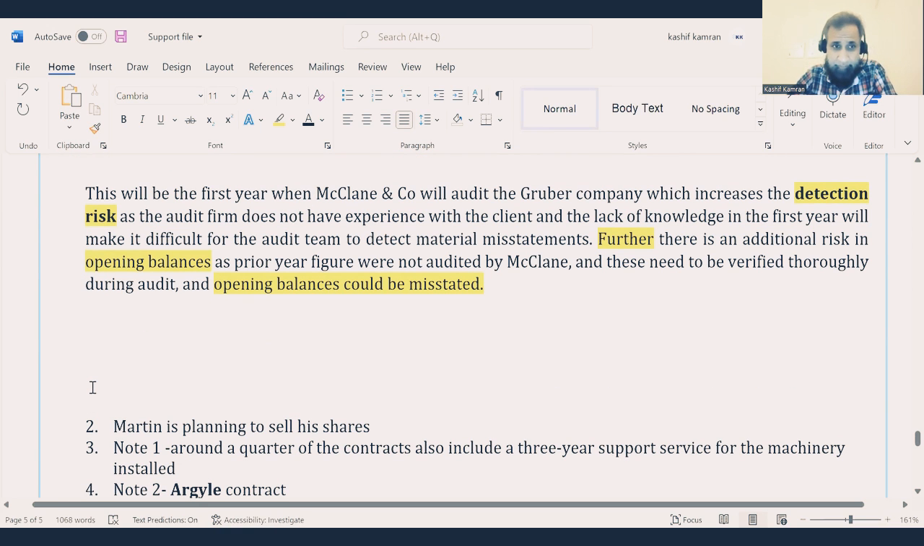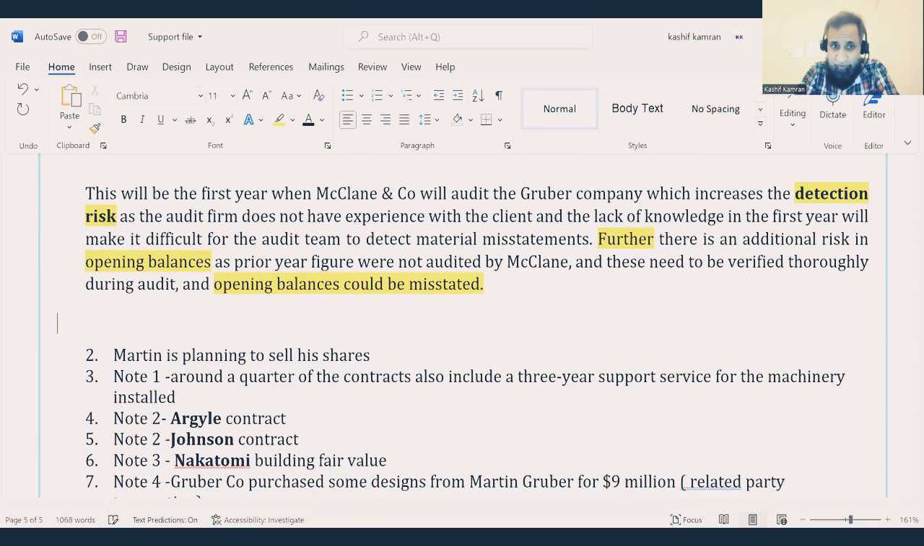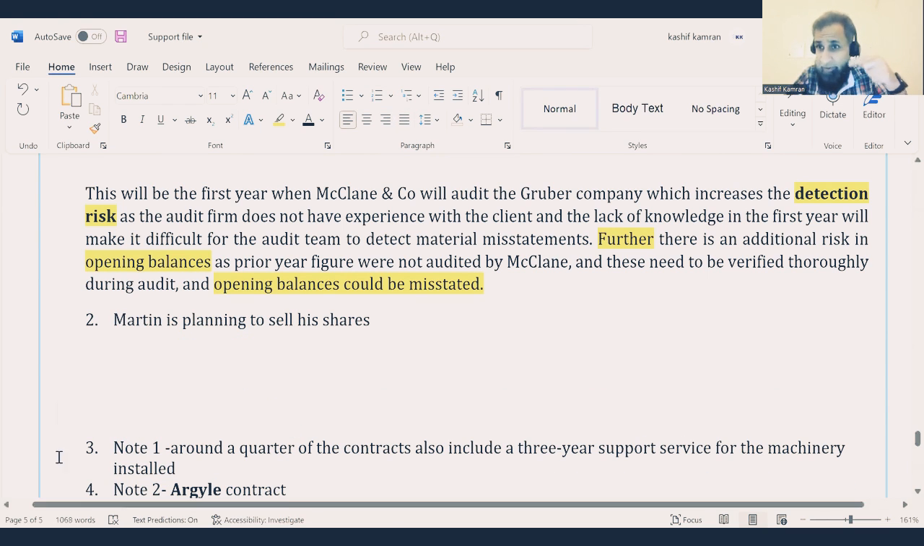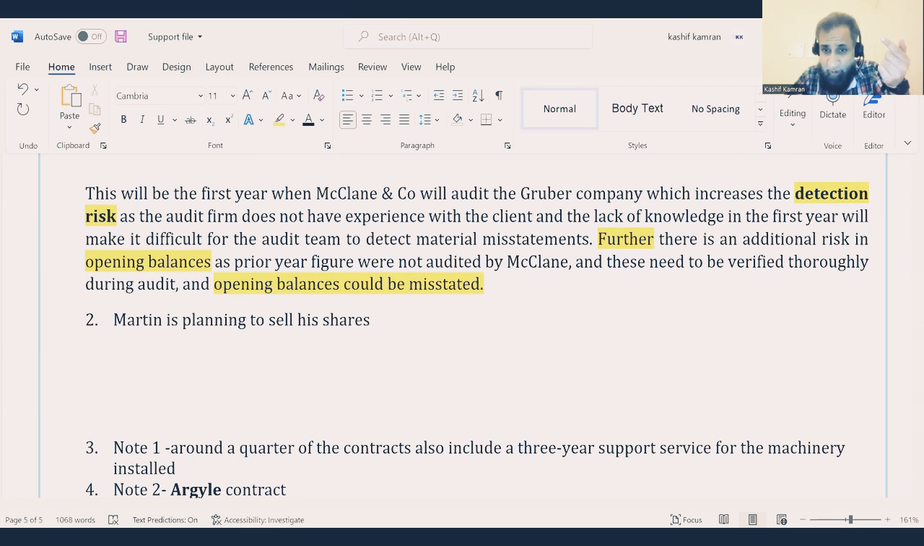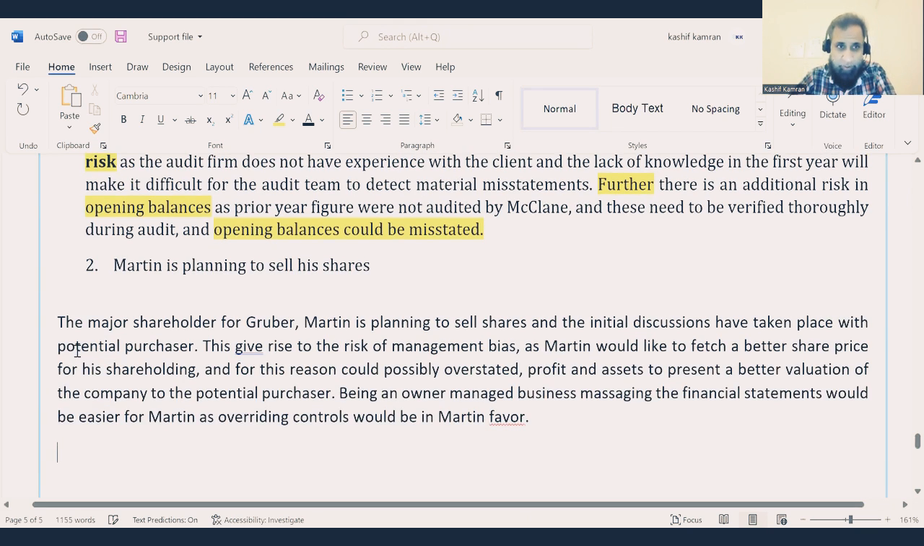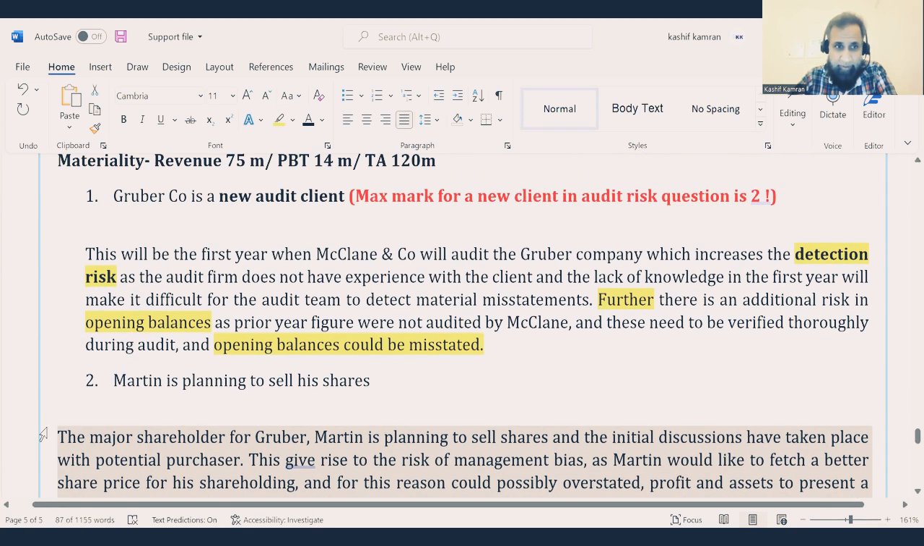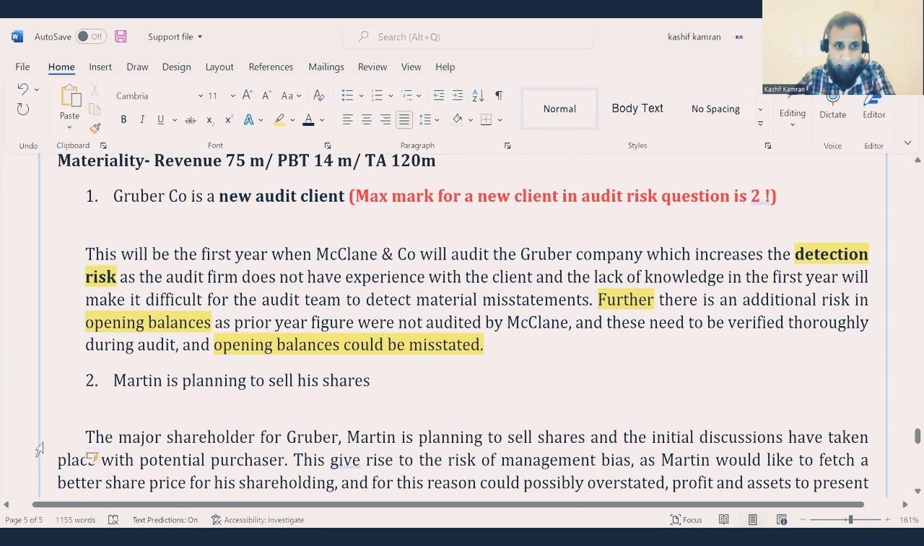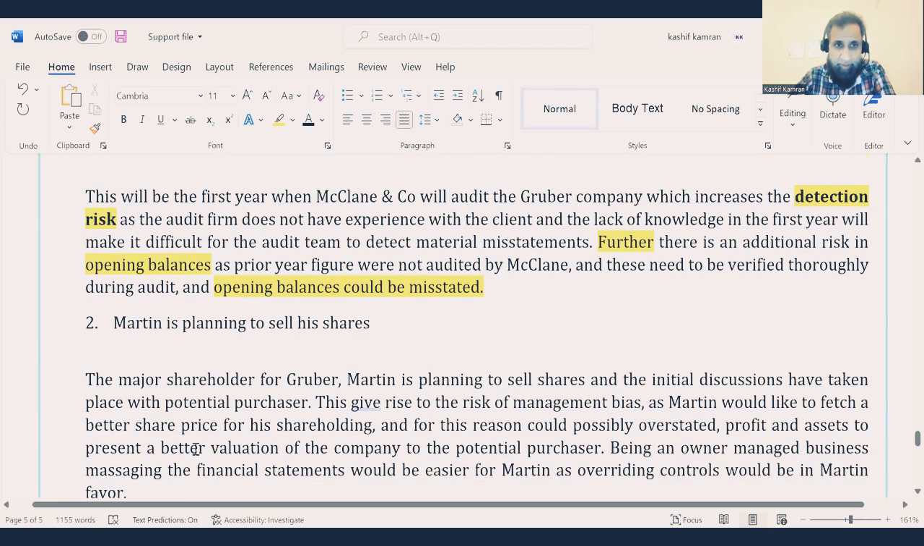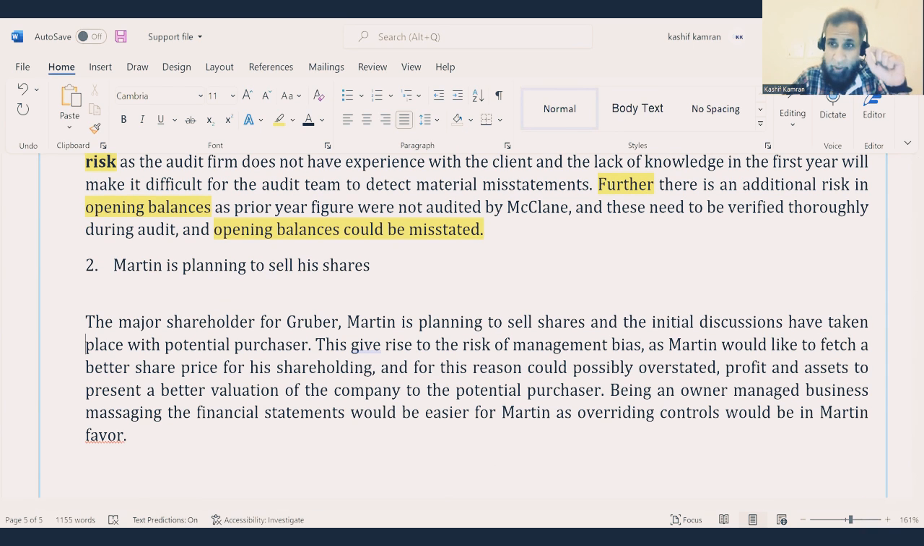Okay, the next one. Martin is planning to sell shares. Now that's an extremely important point. Martin is planning to sell the shares. That is a risk of management bias. Now see, how would I formulate the answer here? I just wrote this in the break. I just want to discuss the answer with you and tell you the marking scheme. Okay, let me just copy the point here. I hope you can see the point under Martin, all of you. Right? Martin is planning to sell his shares.